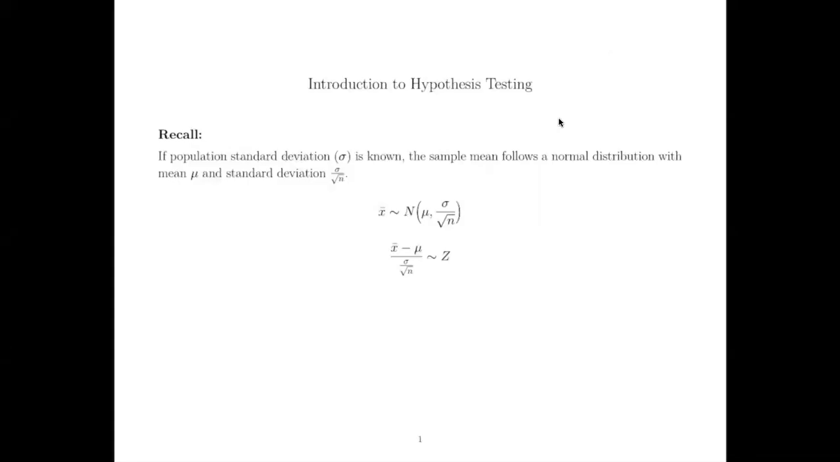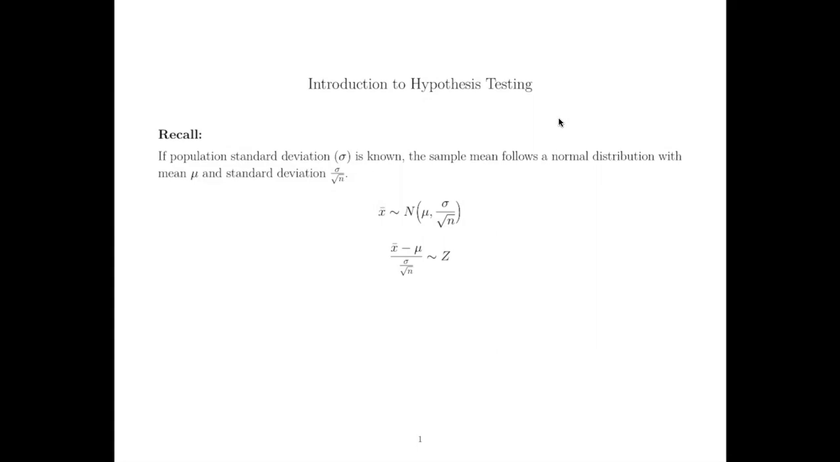So in this video, we're going to start introducing the idea of hypothesis testing. I just want to remind you of the central limit theorem that we talked about. If a population standard deviation sigma is known, then the sample mean follows a normal distribution with the mean mu and the standard deviation sigma over the square root of n.